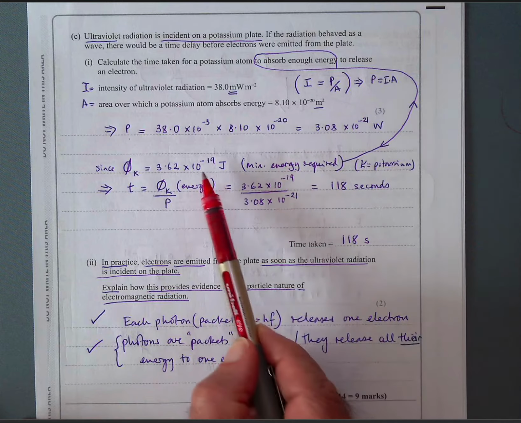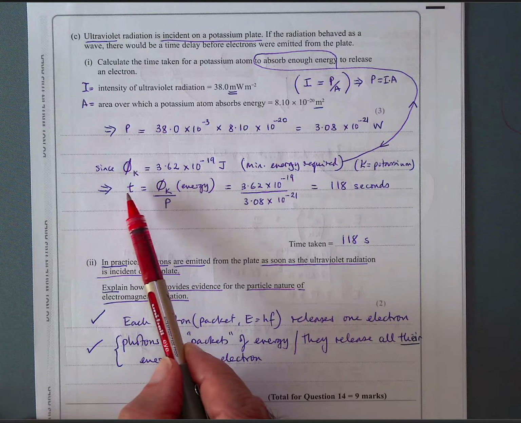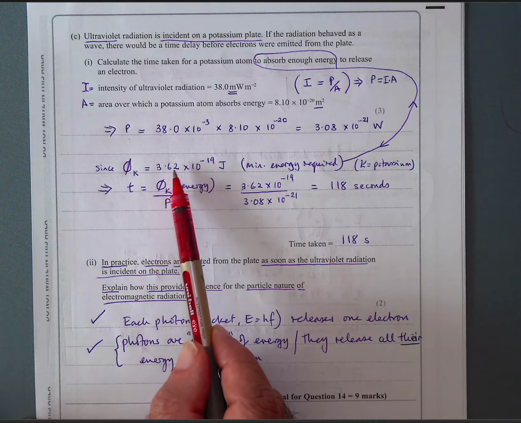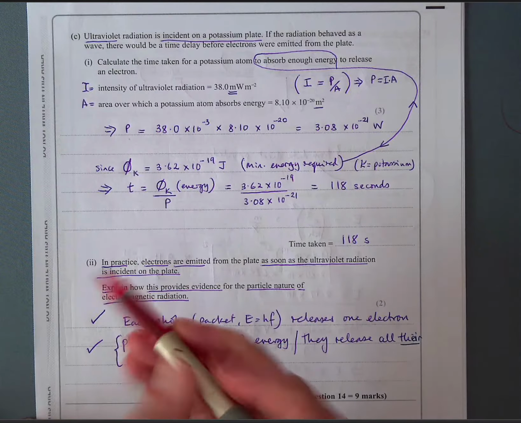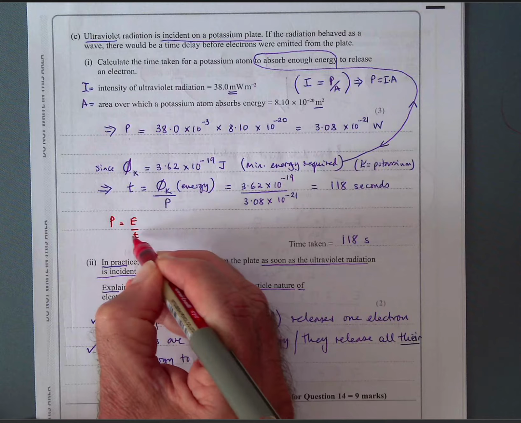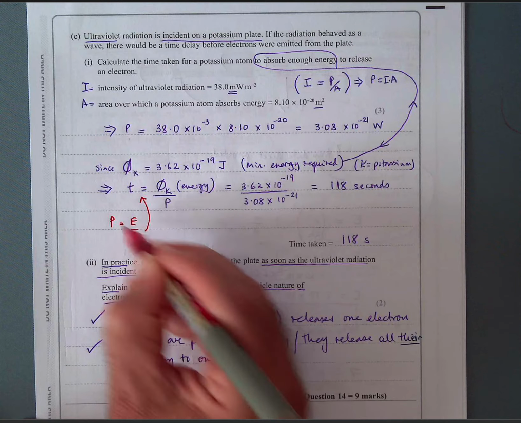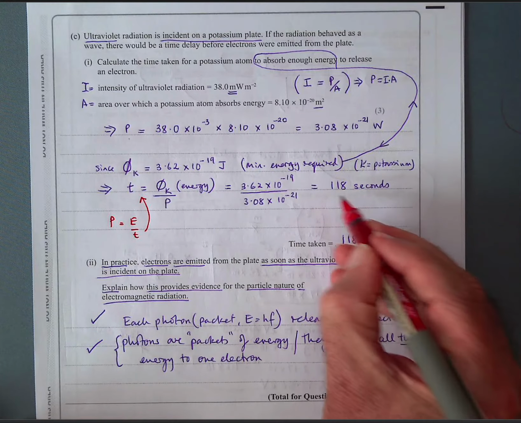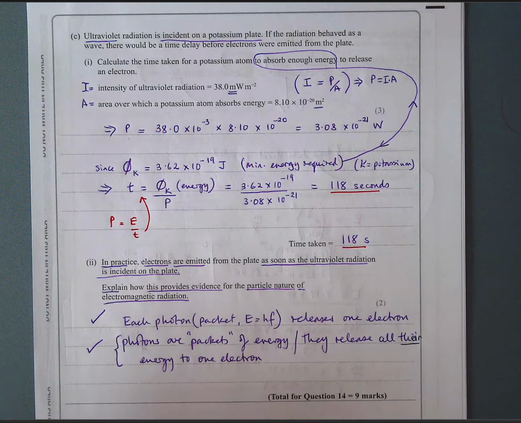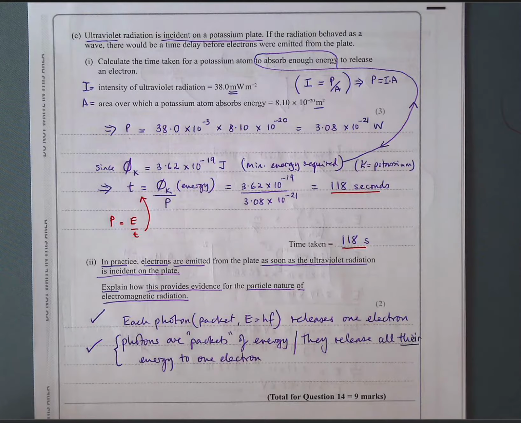Well, to build up this much joules, you have to multiply this power by the correct time. Or to work out the time required, you divide the energy by the power. Okay? Because power is equal to energy over time. So if we want time, it's the energy, phi, divided by the power, so that's just algebra. And you see, it would take 118 seconds if it was behaving like a wave. But photons are not time dependent in that respect. Okay, so that's evidence that light behaves as a particle, the photoelectric effect.